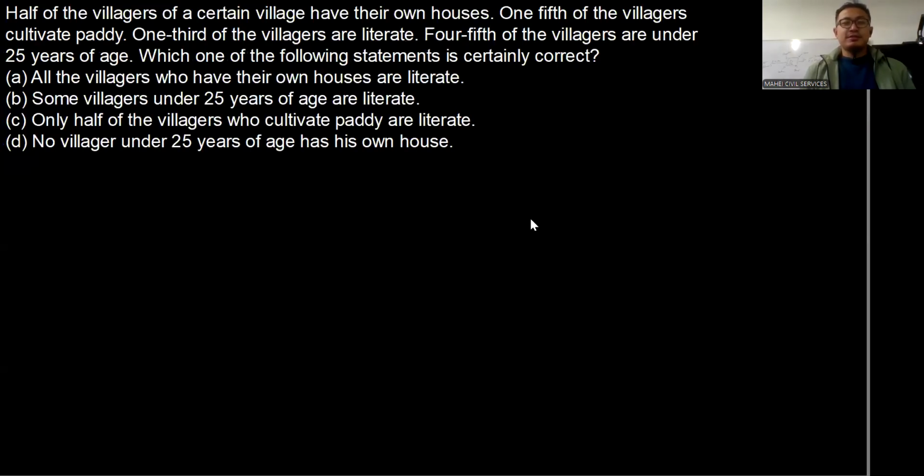Half of the villagers of a certain village have their own houses. Okay, so half of the villagers are 50%. Then 1/5 of the villagers cultivate paddy. 1/3 of the villagers are literate. 4/5 of the villagers are under 25 years of age. Which one of the following statements is certainly correct?